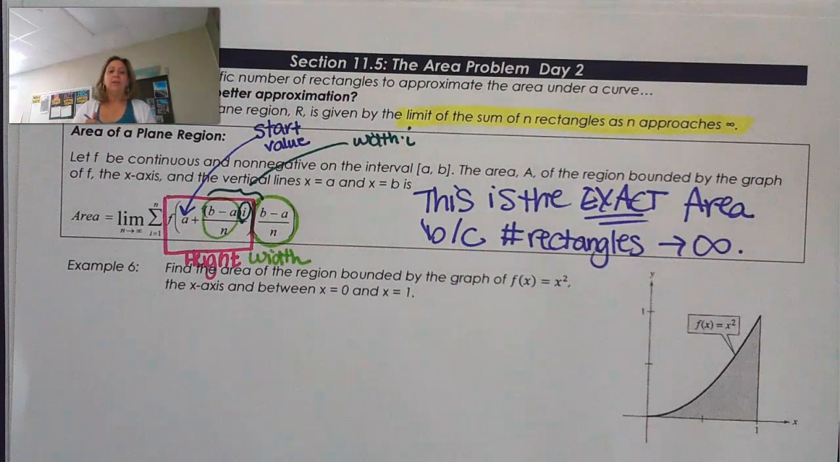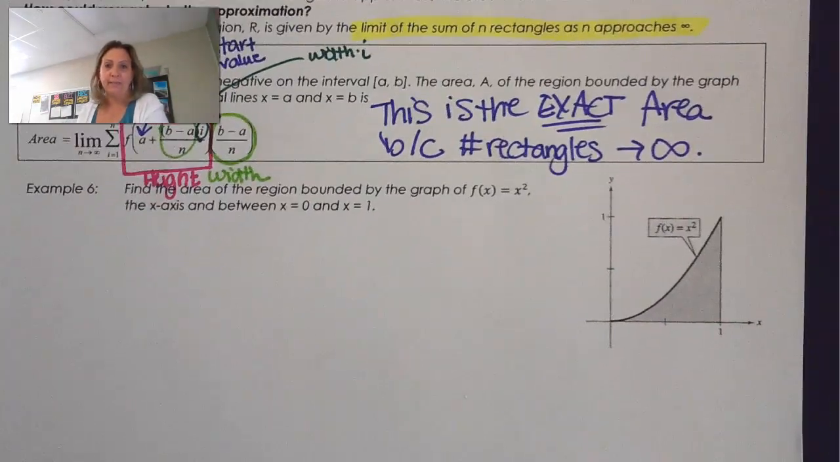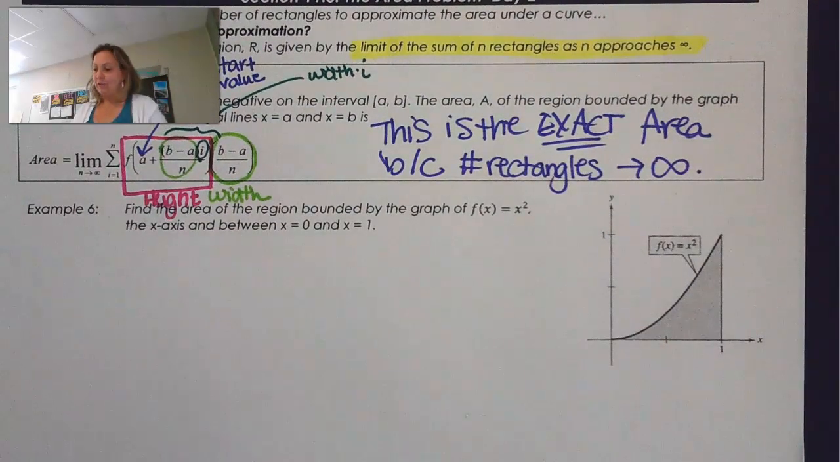Okay? So let's start simple and then we'll go from there. All right, so we're going to start with example 6. It says, find the area of the region bounded by the graph of f of x equals x squared, the x-axis, and between x equals 0 and x equals 1.